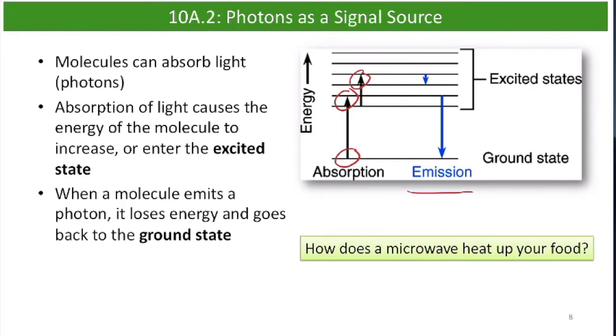So as the electron is going back down to the ground state, releasing a photon, if there's more of the analyte in the sample, more photons are going to be released, which will give us a bigger signal. And again, that will be proportional to how much of our analyte we have.